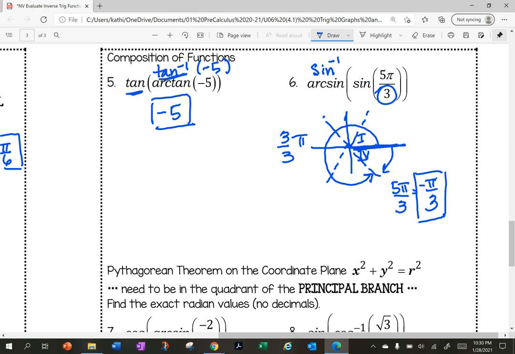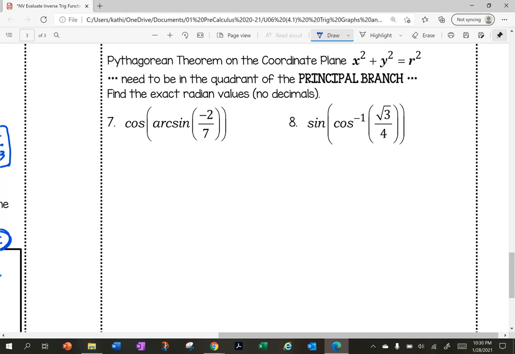Okay, so let's do these on the coordinate plane next. Next I'm going to talk about the cosine of the arc sine of -2/7. Since I have cosine and sine, these are not the same function, so the rules don't apply. I'm going to do the work on the inside first.